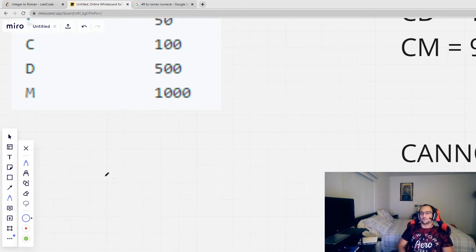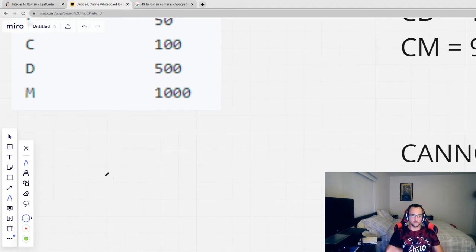Well, the trick is that when we have a number, what we can do is subtract from that number the largest possible value that we can use to represent it with the Roman numerals, and add that Roman numeral to the string, and then after that we keep doing that until the number reaches 0.